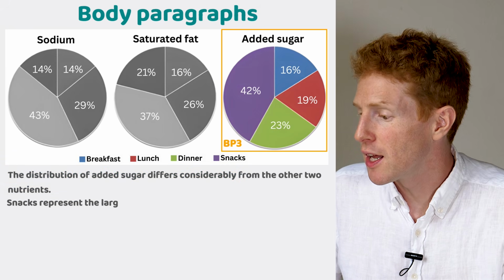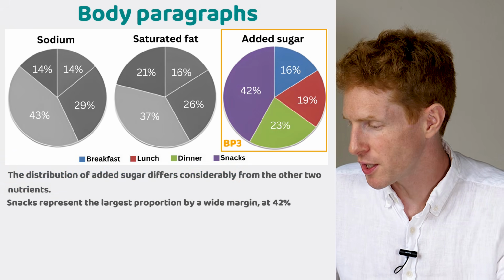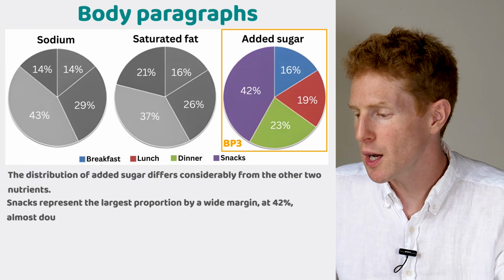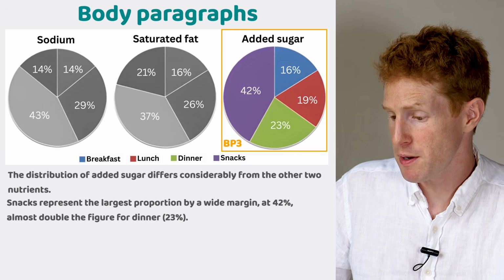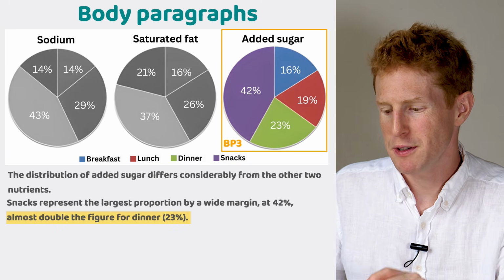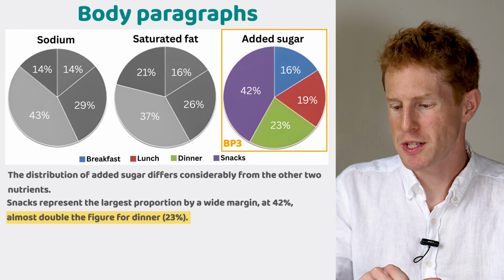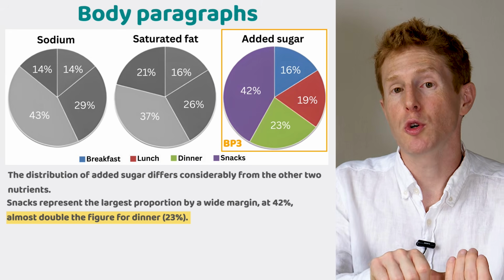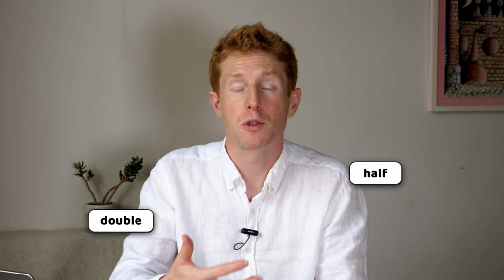Snacks represent the largest proportion by a wide margin at 42%, almost double the figure for dinner at 23%. Great language. We're not saying it's double the figure, we're saying it's almost double the figure. Even identifying this kind of double the figure shows a higher level of analysis of the graphic. So we're often looking for times when we can say half or double or 3 times. This helps us to get a higher score and shows a wider range of vocabulary.